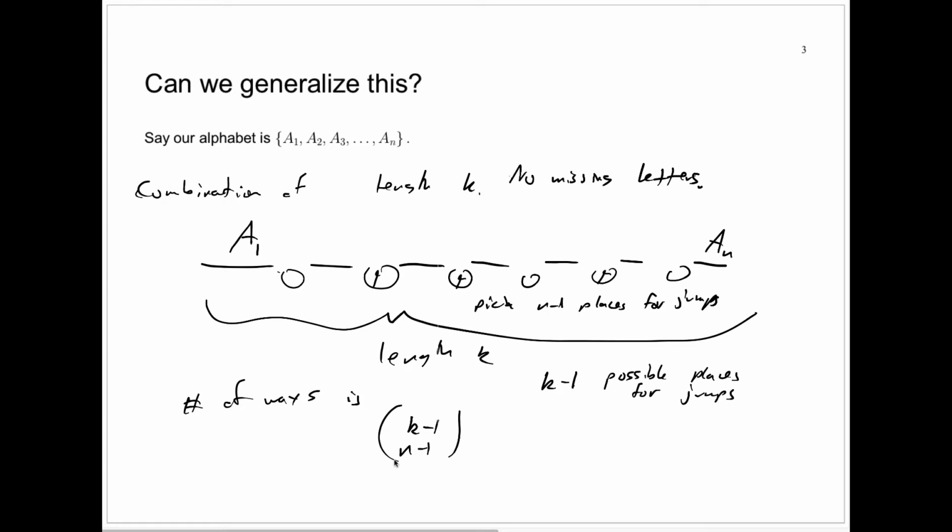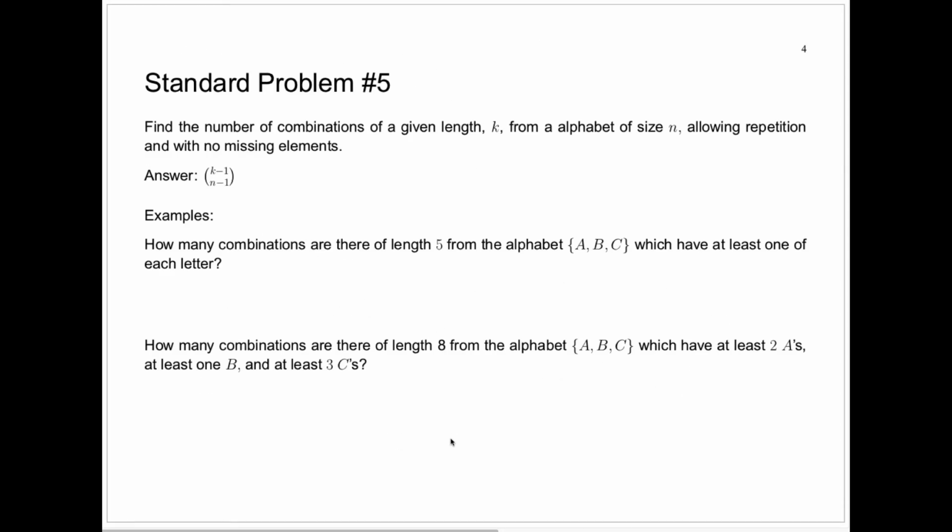So the number of ways of doing this is k minus 1, choose n minus 1. In the book, this is formalized as standard problem number 5, which says find the number of combinations of a given length, k, from an alphabet of size n, where repetitions are allowed and there are no missing elements.